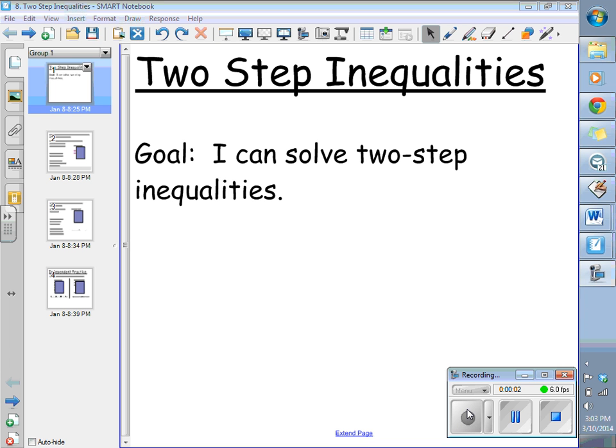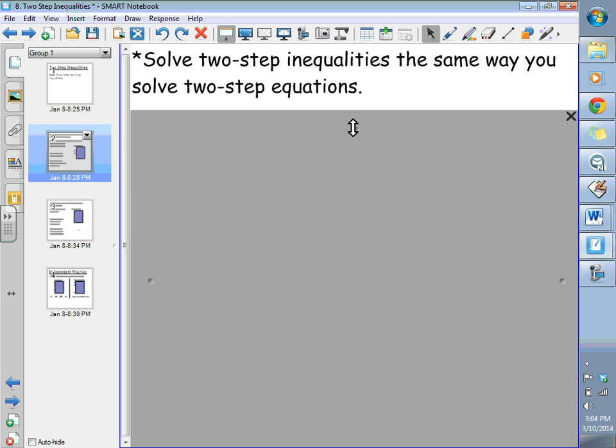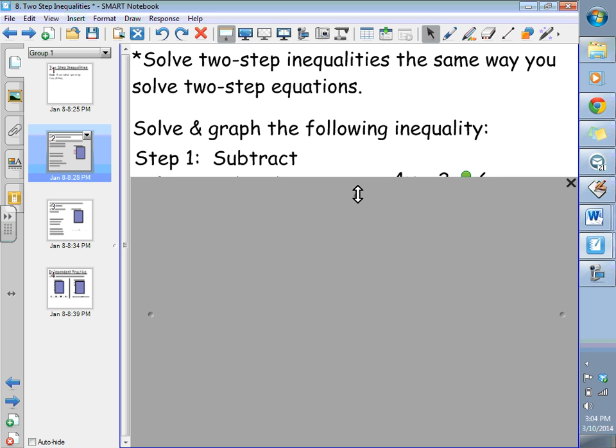Today's lesson is two-step inequalities. Our goal is that we can solve two-step inequalities. Remember that solving inequalities, just like one step, two-step inequalities, is the same way you solve two-step equations. So we're going to solve and graph the following inequality.